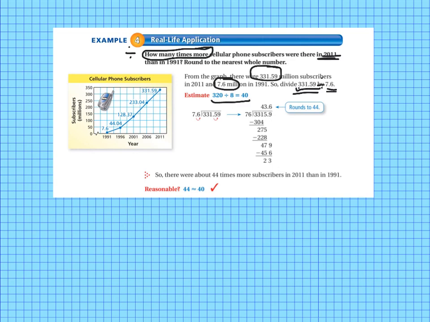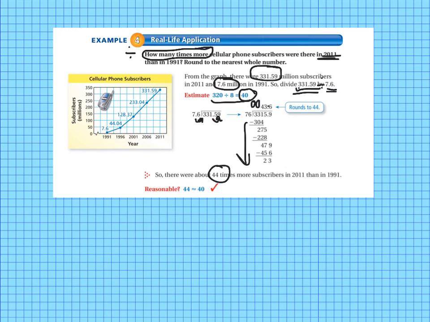So you estimate first, and you come up with 40, and then you do your division. So you swoop the decimal point over one place, and you move it up to the top of your bracket. And 76 goes into 331 4 times. So remember, it didn't go into the first 3, it didn't go into the second 3, so it didn't go into 3, it didn't go into 33. And then you continue on down the problem. So there were about 44 times more subscribers in 2011 than in 1991.